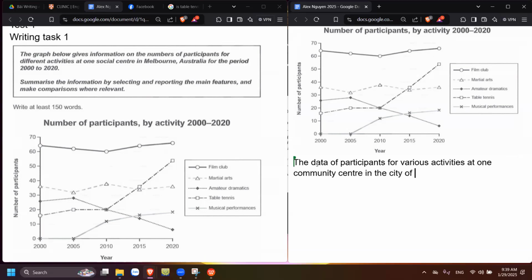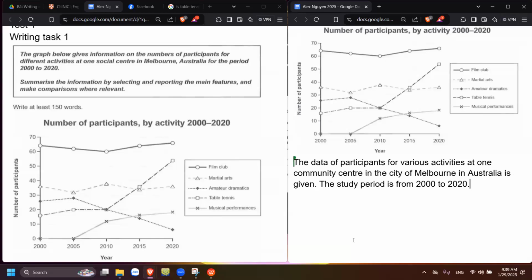In the city of Melbourne in Australia. But this lacks a verb, so you can just say it's given. All right. But then there's a part about the period of the study, so I need to write it in a second sentence. Let's just say that the study period is from 2000 to 2020.